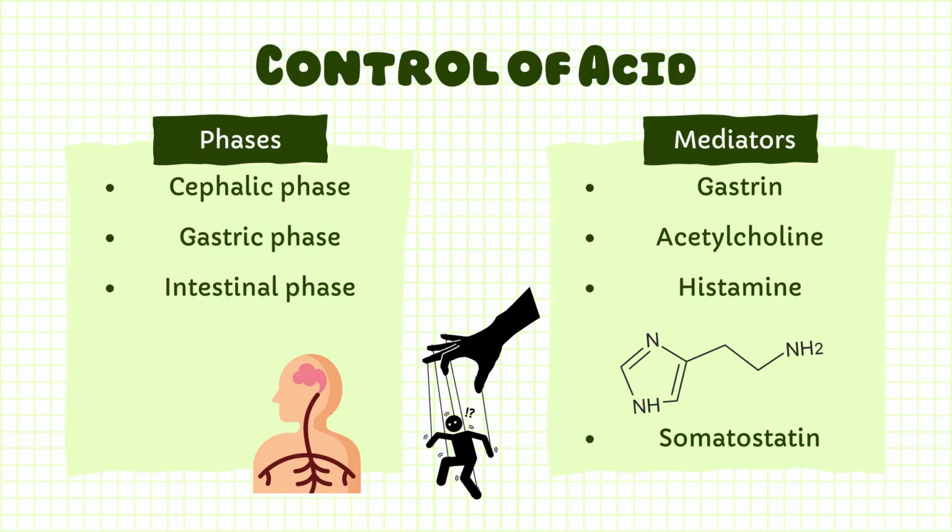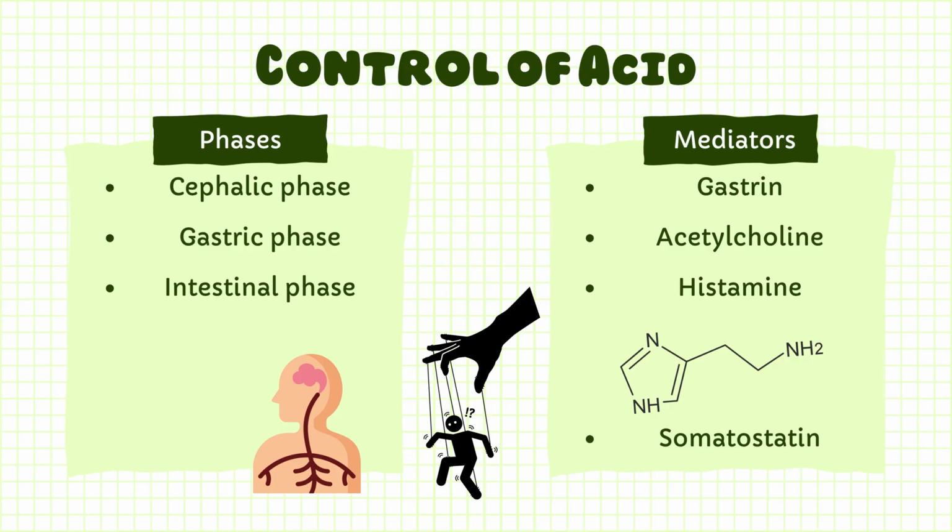Acid secretion happens in 3 phases. Cephalic phase, triggered by sight, smell, or thought of food, mediated by the vagus nerve, which is parasympathetic. Gastric phase, food in the stomach stretches walls causing gastrin release. Intestinal phase, chyme enters the duodenum, which slows acid secretion. 3 main activators of parietal cells: gastrin, acetylcholine, histamine. One major inhibitor of acid secretion is somatostatin.